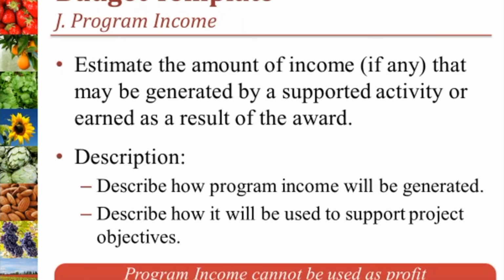And last category, J, is program income. If your project will generate income, in the amount requested column, list the total estimated amount of income that could be generated by your project. Under the description column, explain the activities that would generate program income and how the income would be used to support the project objectives. Please note that program income cannot be used as profit for an organization or to support unallowable costs. Also note that program income is not required and does not influence scoring.